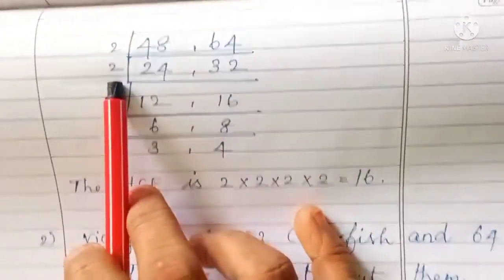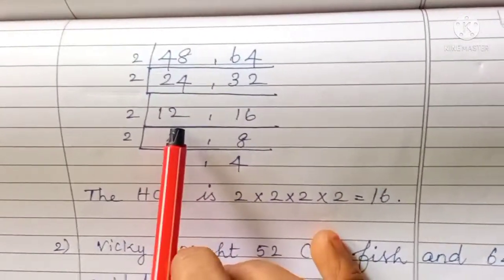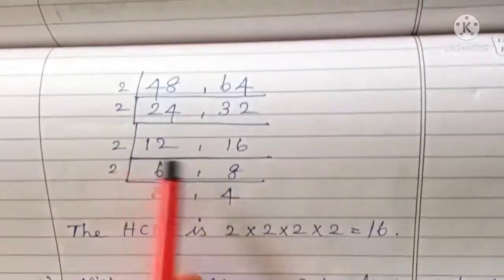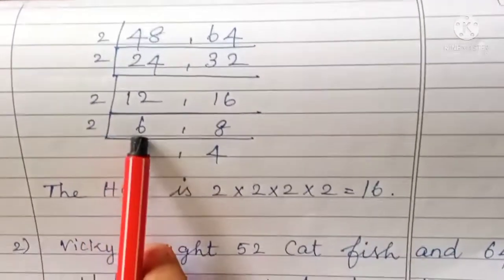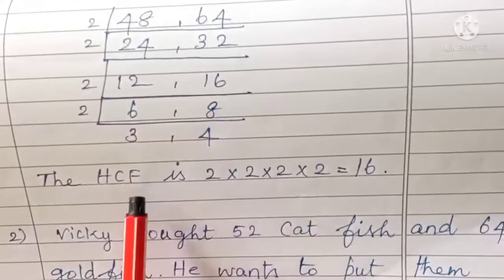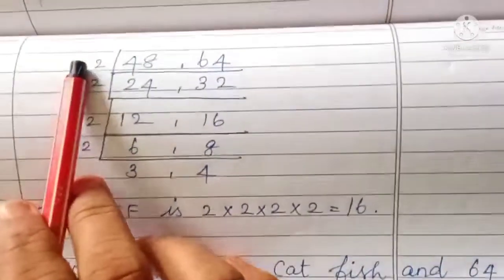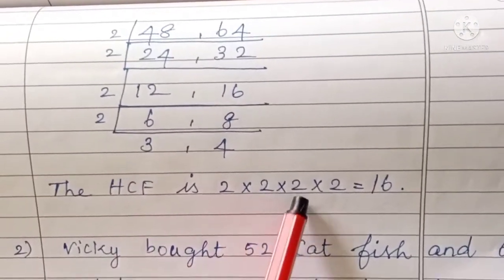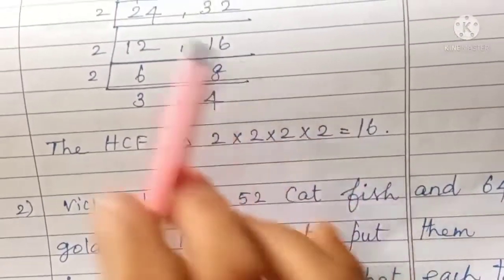The same way, 24 and 32 will come in the 2 table. 12 2s are 24, 16 2s are 32. Again 12 and 16 will come in the 2 table. 6 2s are 12, 8 2s are 16. Again 6 and 8 will come in the 2 table. 3 2s are 6, 4 2s are 8. So finally you write the HCF of 48 and 64 is 2 into 2 into 2. Understood? So 2 2s are 4, 4 2s are 8, 8 2s are 16. So 16 is the highest common factor of 48 and 64.